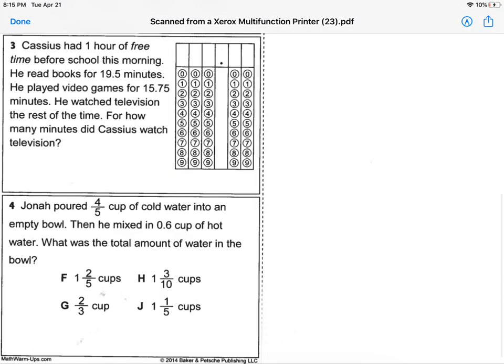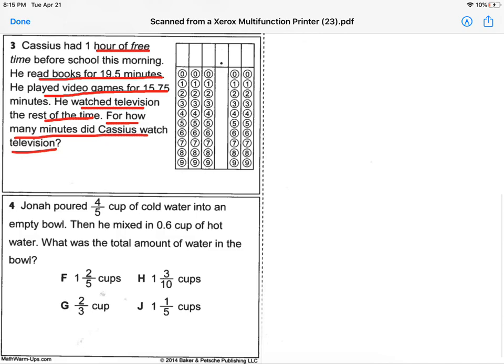All right. Number 3. Cassius had 1 hour of free time before school this morning. He read books for 19 5/10 minutes. He played video games for 15 75/100 minutes. He watched television for the rest of the time. For how many minutes did Cassius watch television? So we know we're looking for how many minutes he watched television. We know that he had 1 hour of free time before school. So he read for 19 minutes, played video games for 15 75/100 minutes, and he watched television the rest of the time.